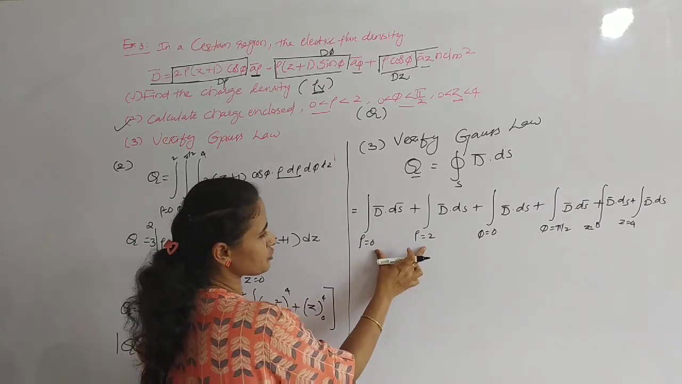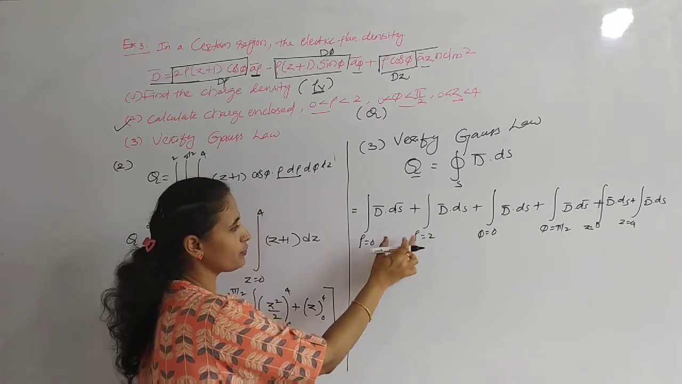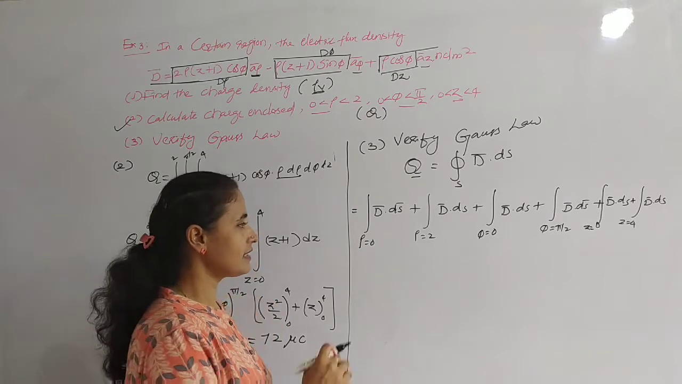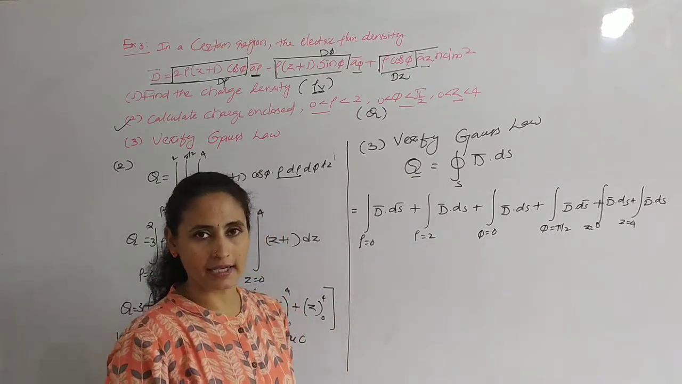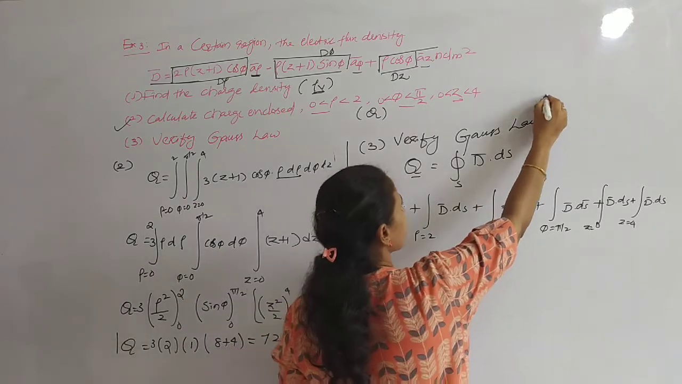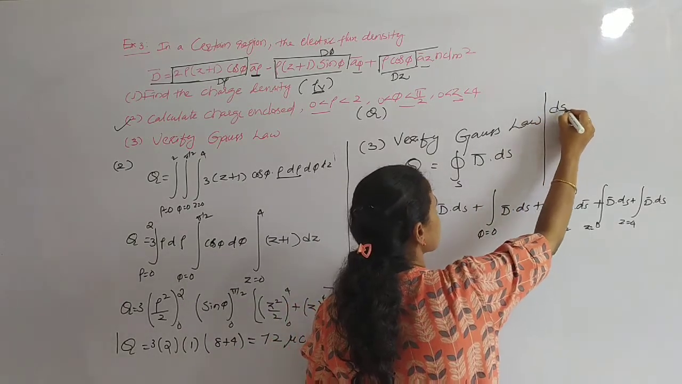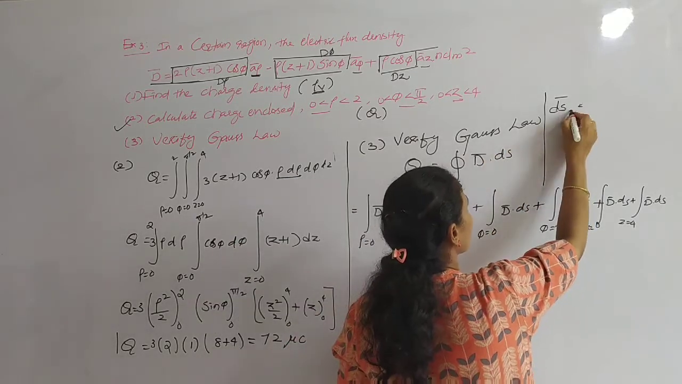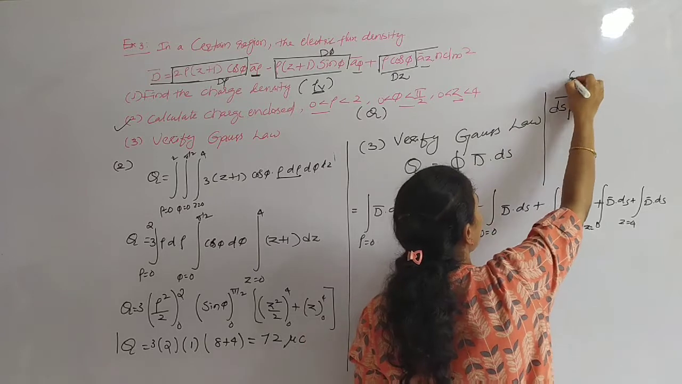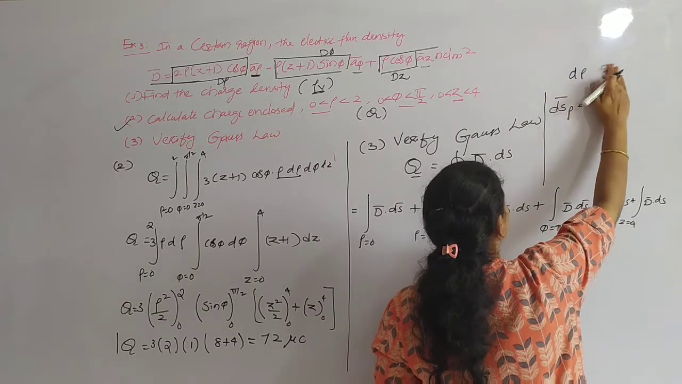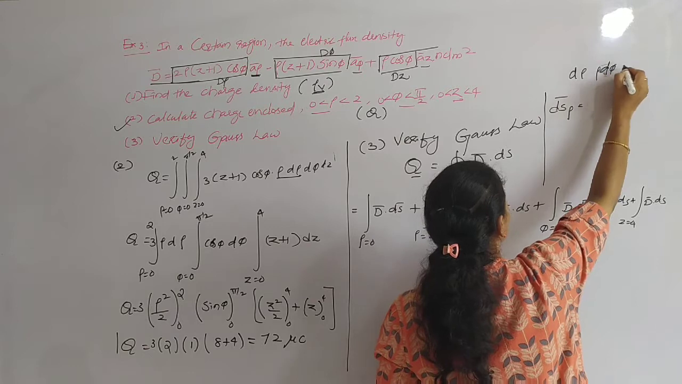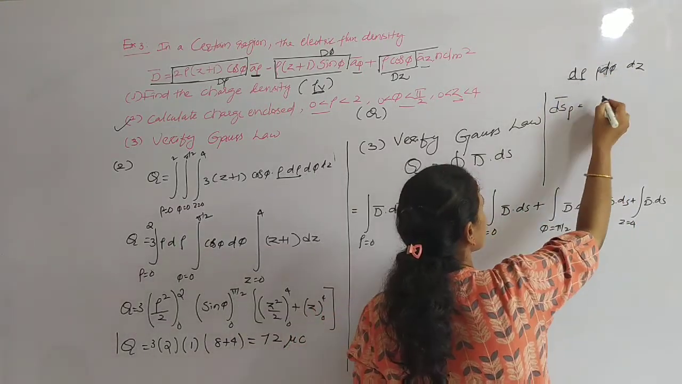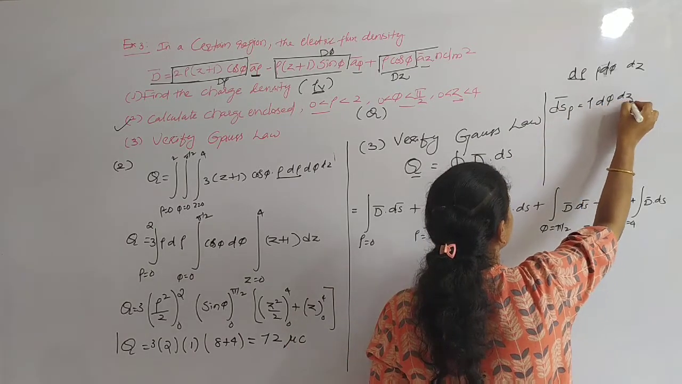Okay, so while we are solving these two, we have to consider the ds, the differential surface area in cylindrical coordinates, normal to a_rho. So what are the formulas? Differential surface area means ds normal to rho. The differential elements are d rho, rho d phi, and dz. Differential surface area normal to rho is nothing but rho d phi dz.